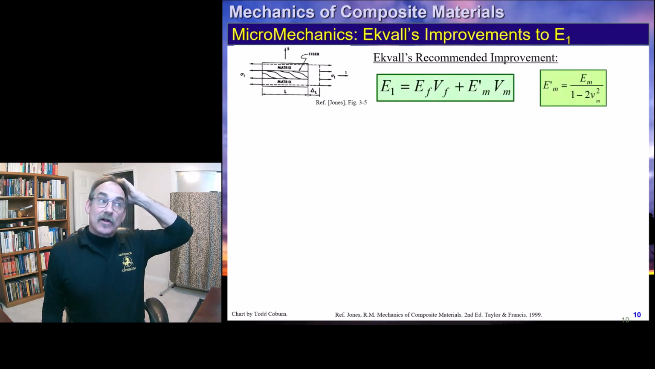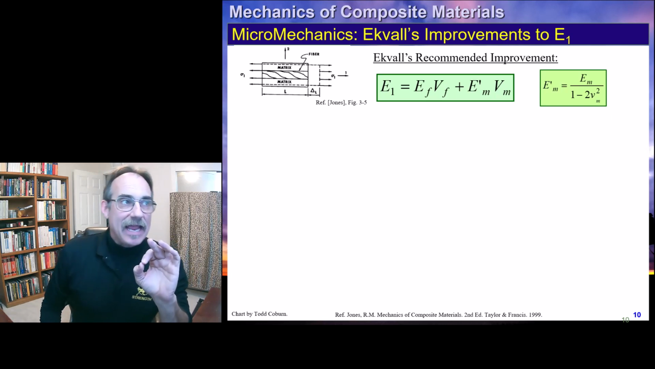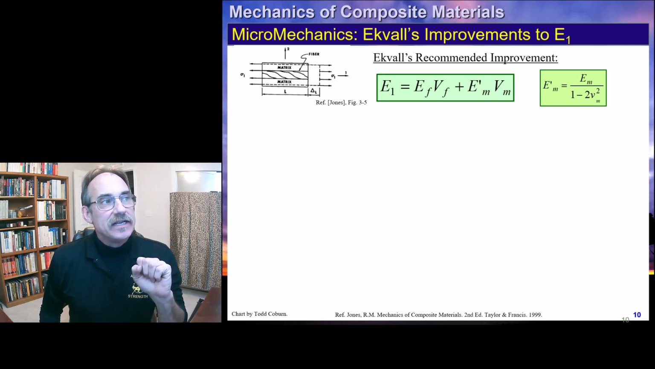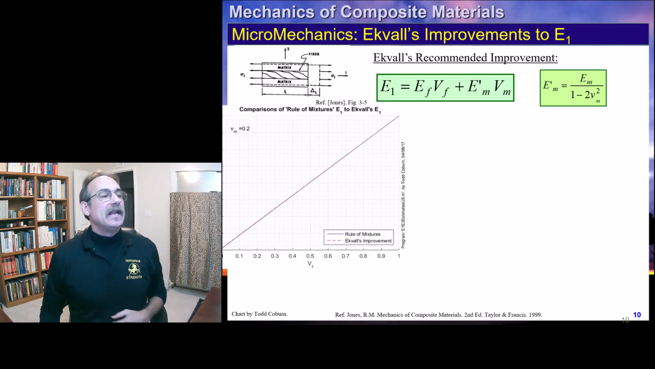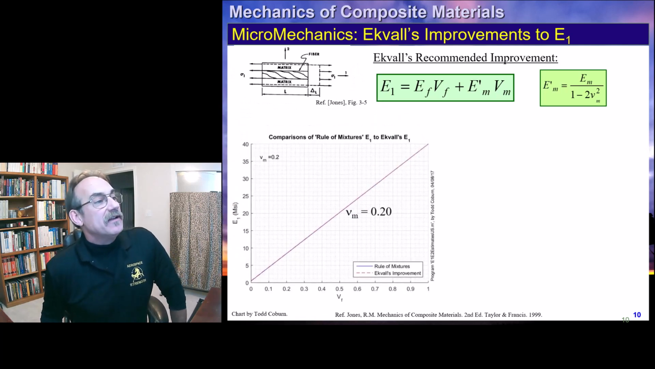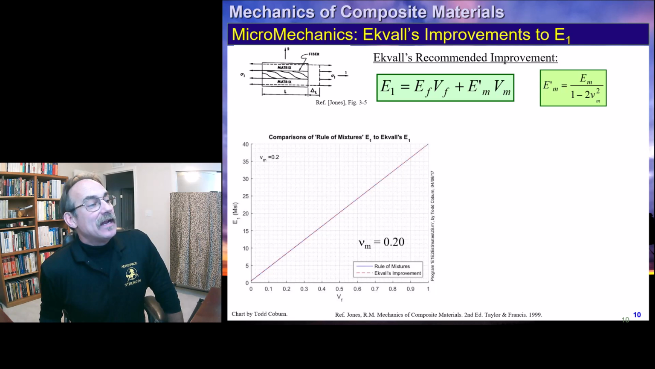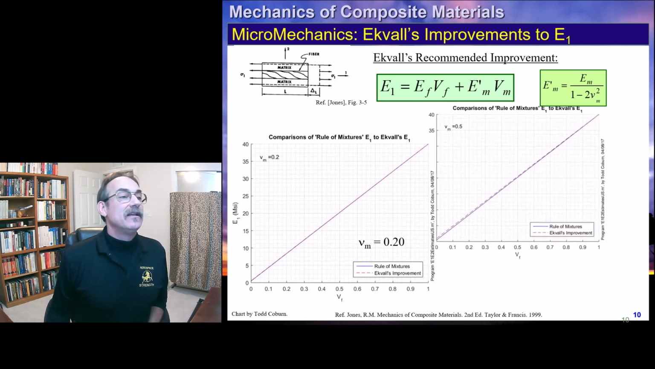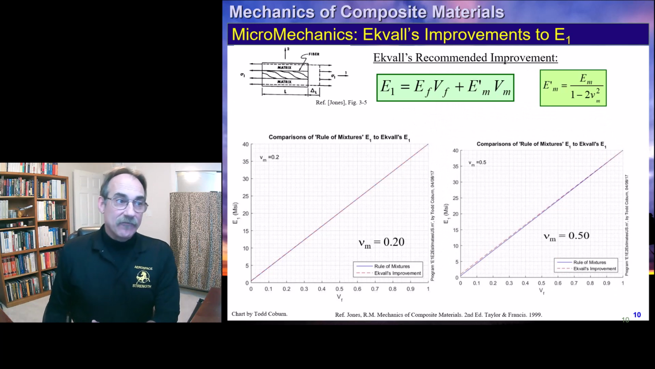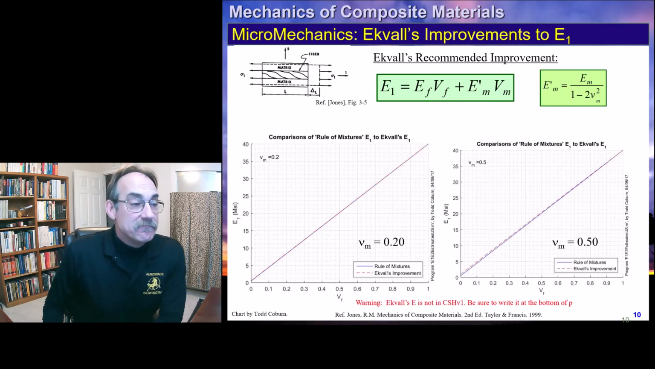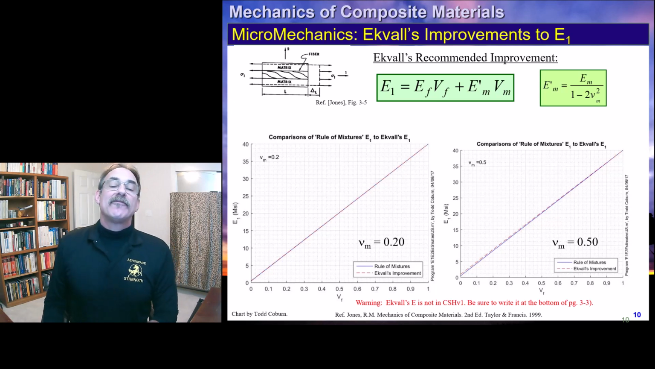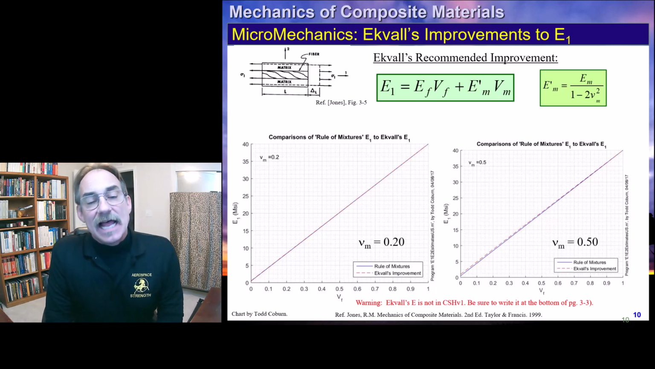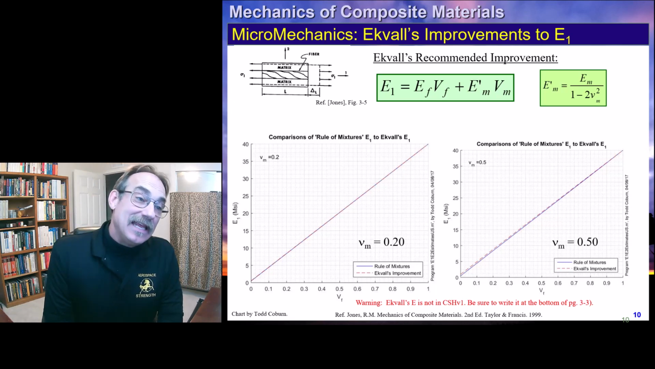A guy named Ekvall comes along, and he proposes a tweak to that. He introduces another term. He switches out the E matrix with this new term, and with that we get this. So far, if we had a lamina with a Poisson's ratio of the matrix that was 0.2, you'd see that Ekvall doesn't really change anything. You can't even distinguish those two lines. If our Poisson's ratio pops up to 0.5, it's still pretty good. So while Ekvall slightly tweaks it, it's not a big deal for E1.